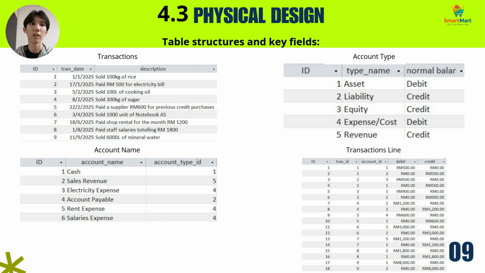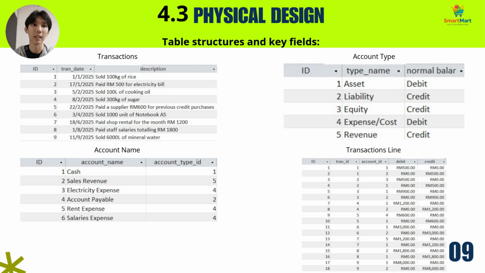For the account name table, this table stores specific accounts such as cash, sales revenue, electricity expense, accounts payable, land expense, and salary expense. Each account is linked to an account type ID, which connects it back to the account type table. This creates a structured chart of accounts.